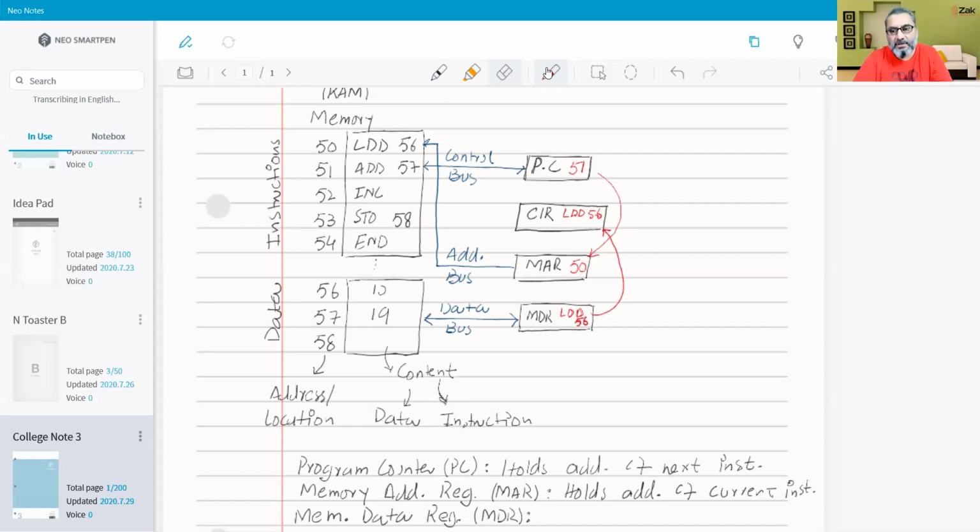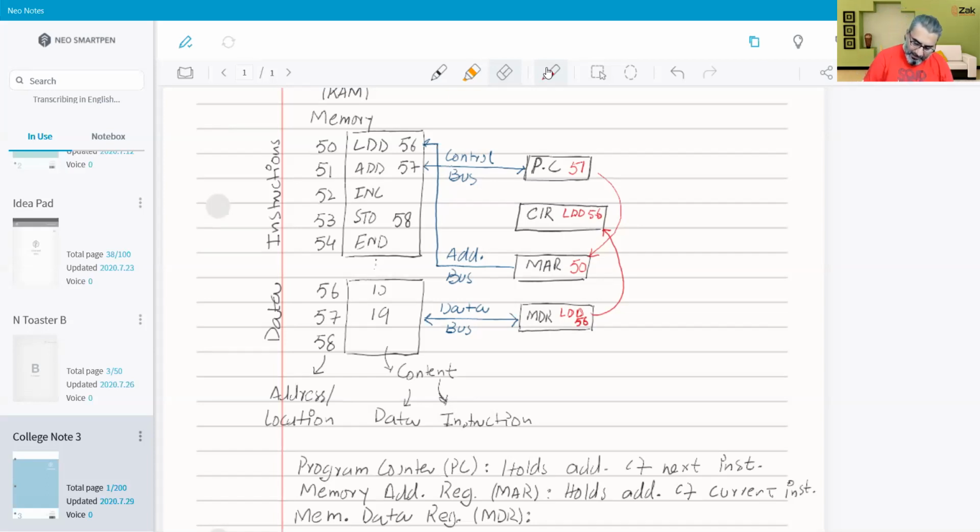As soon as PC has got something, PC will deliver it to MAR. As soon as MAR has something, that will be placed on the bus. As soon as that address is placed on the bus, the bus will go to memory and say deliver the content of this address, and then the computer would take the content of that address, in this case an instruction, and place that over the data bus. As soon as the data bus has got something on it, that will be delivered to MDR, and MDR, if it is instruction, goes to CIR. That is a common behavior.